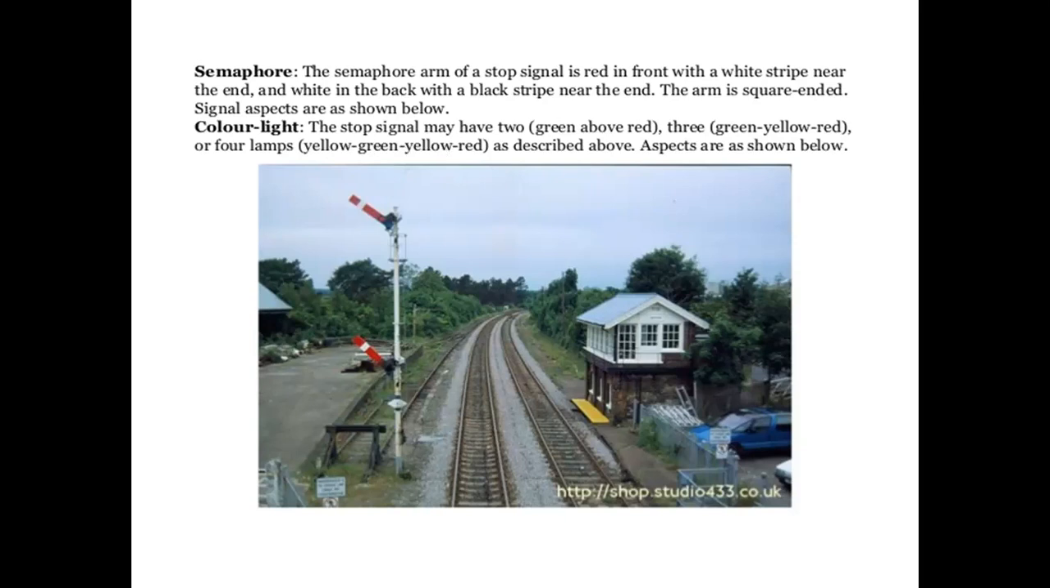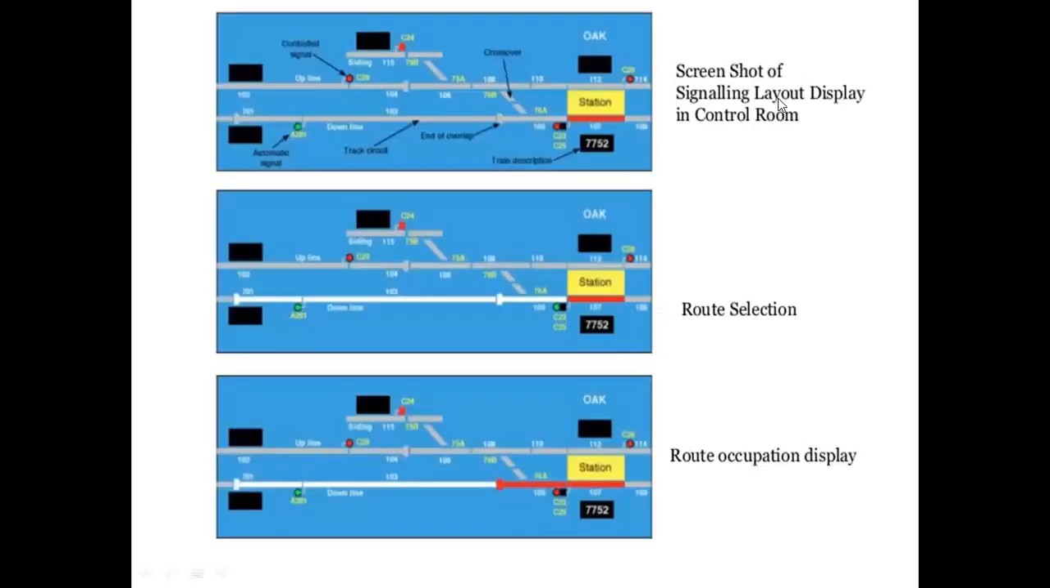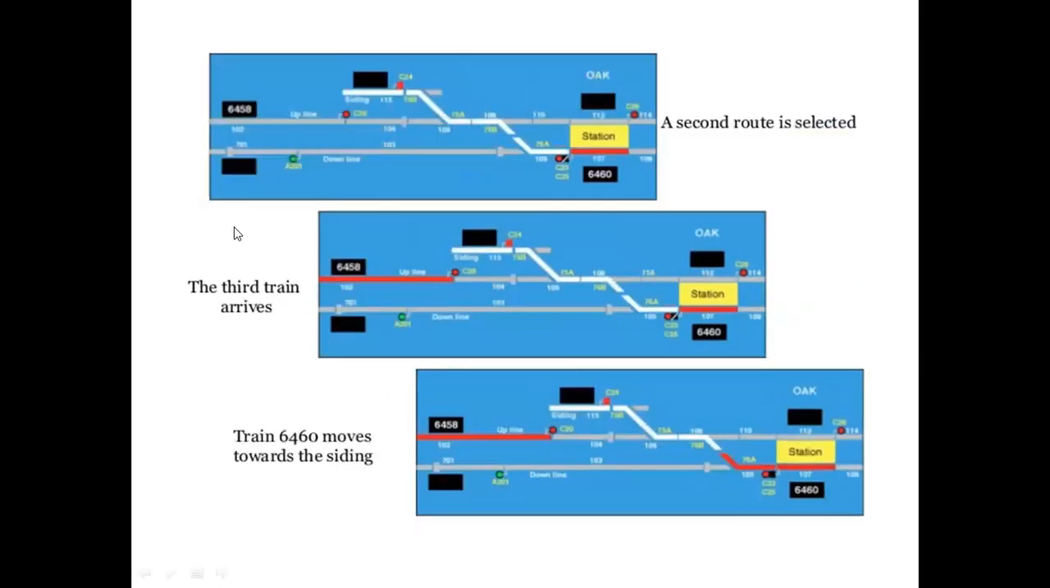These aspects are shown. So this is a screenshot of the signaling layout display in the control room. This is the control room indication for the signaling of the train to pass in these directions. Here in this route, this is the up line, this is the down line. Here is the end of these trains. This is the station, and these are the movements of the locomotive.